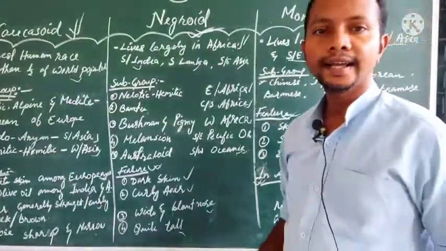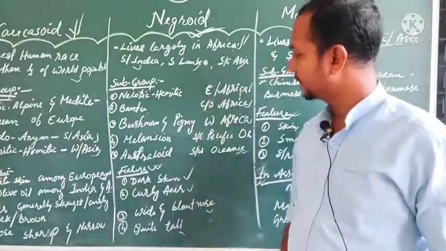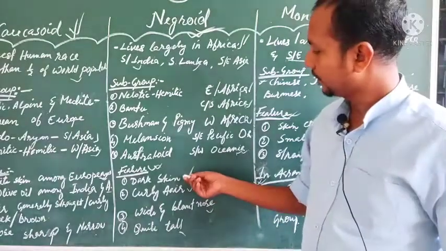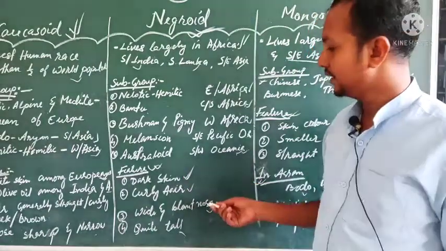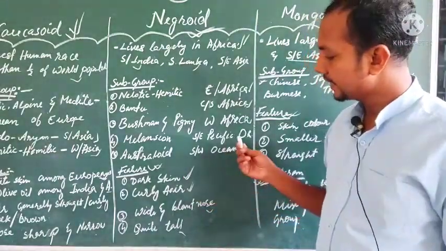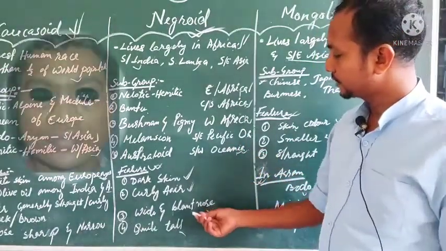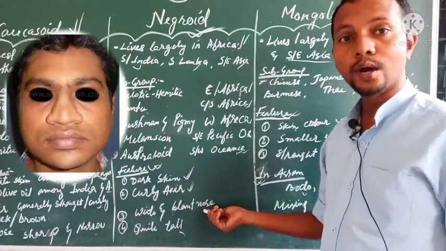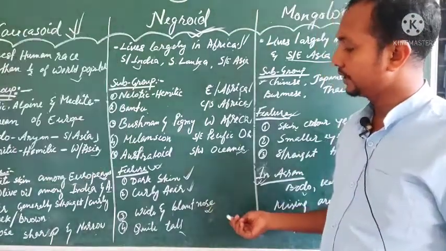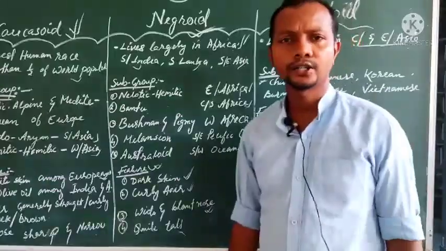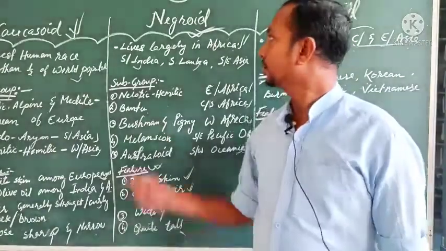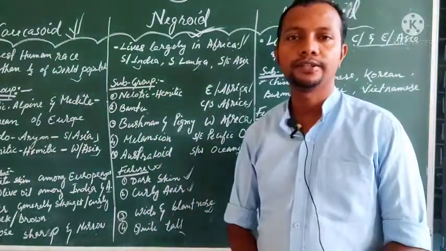Now, as for the features of this particular group, they have dark skin. They have curly hair, and as for the nose, it is wide and blunt. And these people are quite tall in stature. So this is all about Negroid, dear friends.